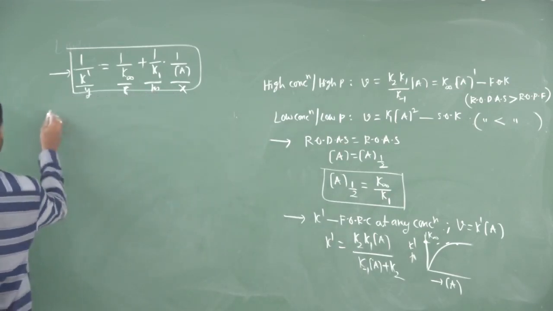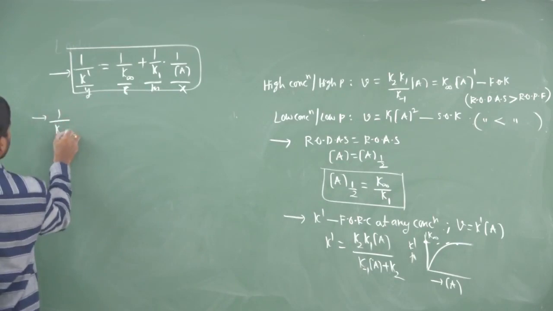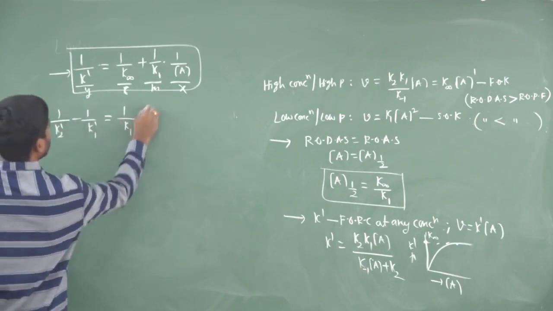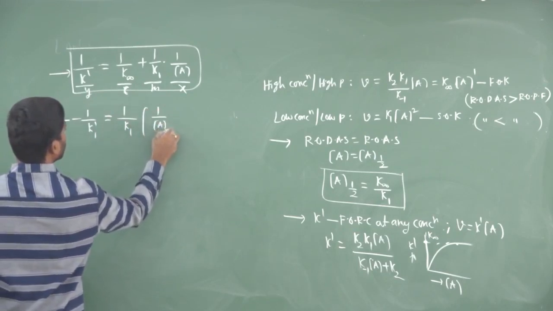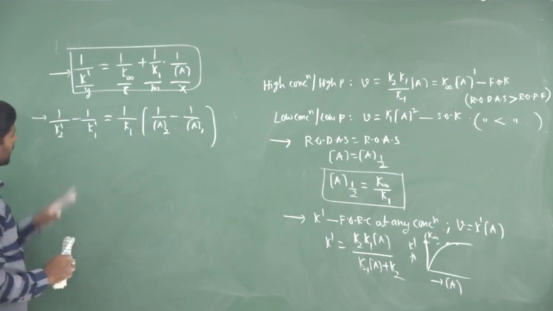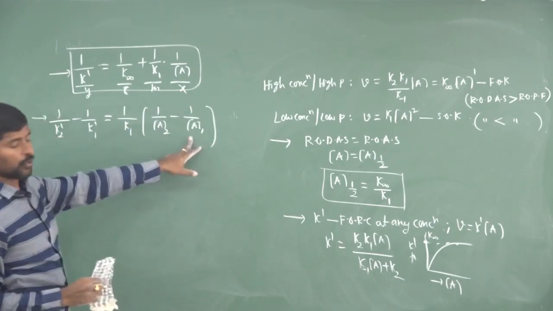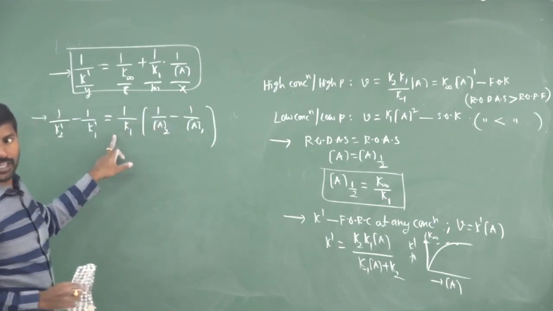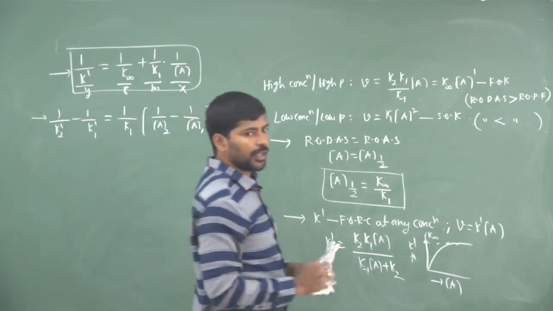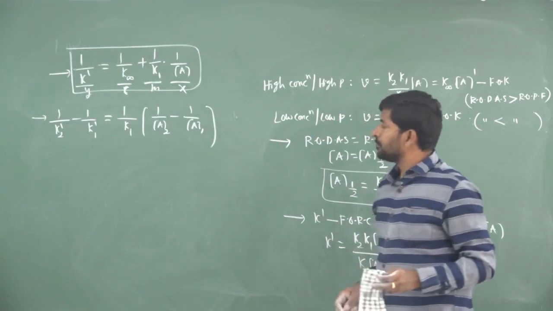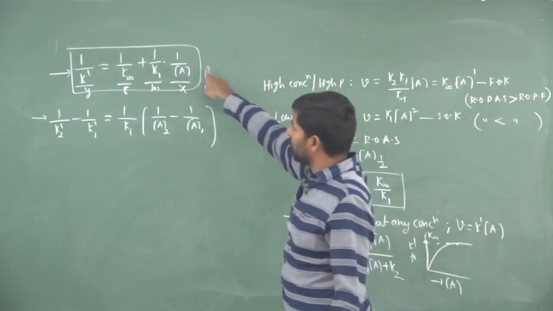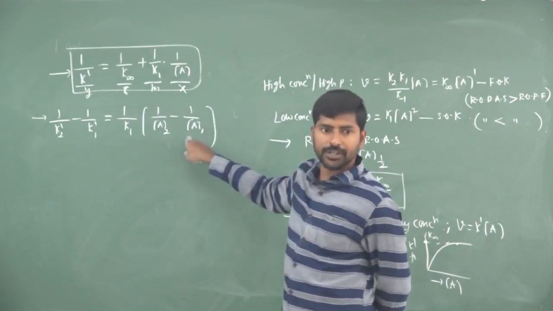If you apply this equation at two different concentrations, we get 1 by K2 dash minus 1 by K1 dash is equal to 1 by K1 into 1 by A2 minus 1 by A1. So if the first order rate constant at two different concentrations is known, we can calculate K1, the rate constant for the activation step. This is the non-linear relation and this is the linear relation, and the same equation is applied at two different concentrations.